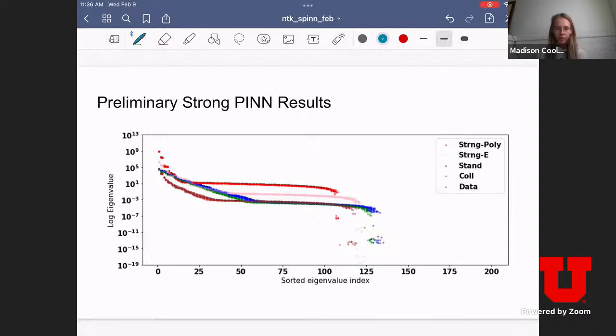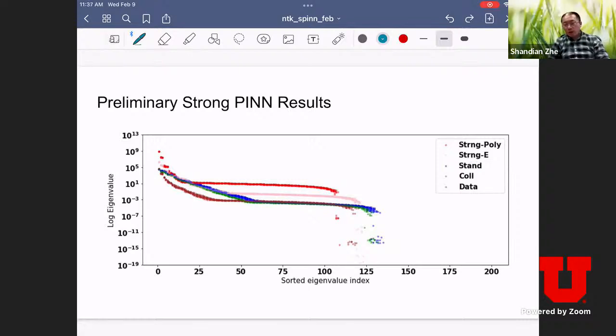And so this plot is showing the sorted eigenvalues of the NTKs for several PINN variations. What's the strong E? Is also the pink. Yeah, it's the exponential. It's the strong exponential enforcement, and then the polynomial is the polynomial, and then these are just regular standard type PINNs and neural nets.